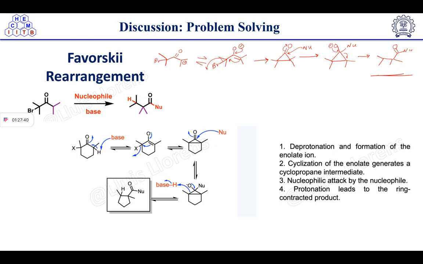So the first step is deprotonation and formation of the enolate, then cyclization of the enolate generates a cyclopropane intermediate. Then after the cyclopropane intermediate, nucleophilic attack takes place by the nucleophile. And the last step is protonation, which leads to the ring contracted product. So in this case, ring contraction is taking place, but here we have an open chain. That's why we are getting this as a product. I hope this mechanism is clear to you. In this case, the mechanism goes via cyclopropane intermediate formation.